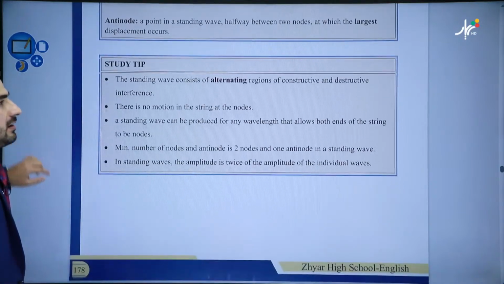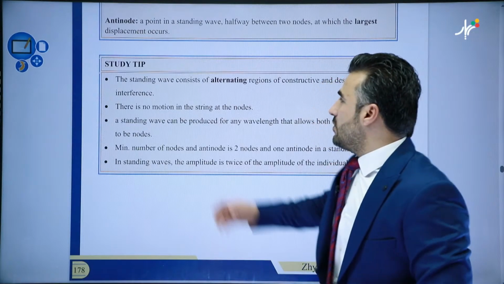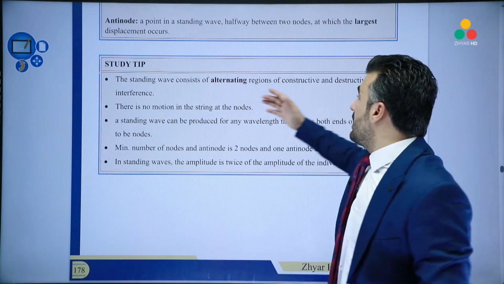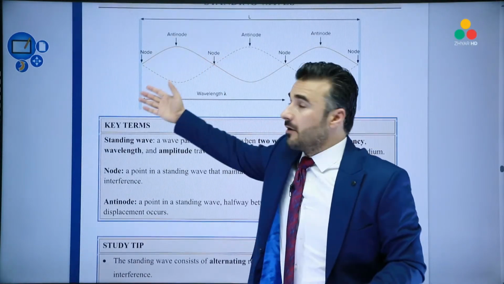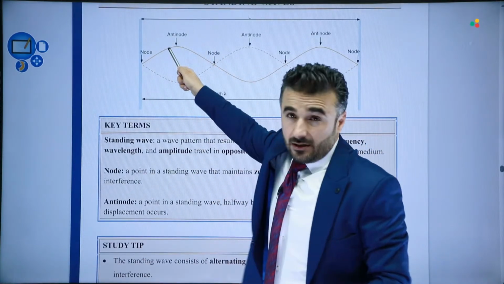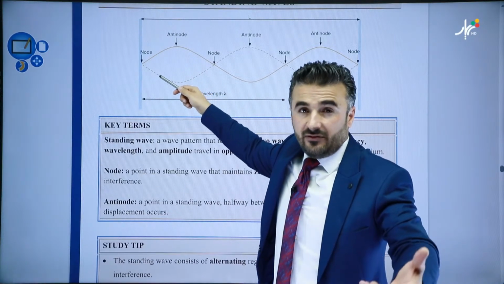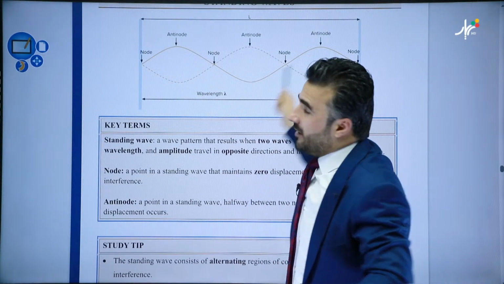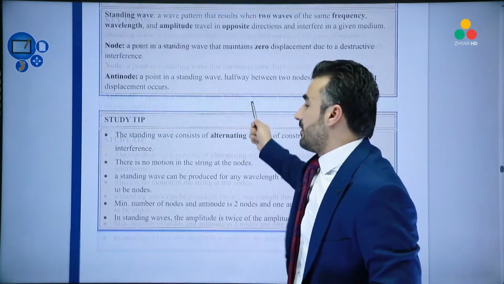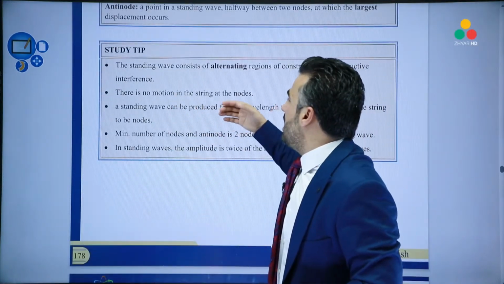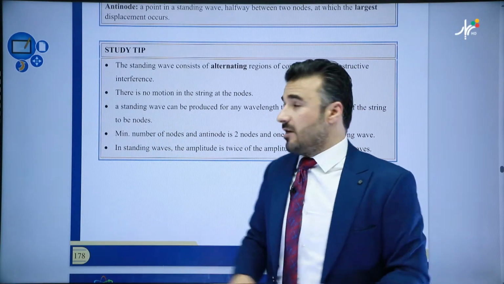Okay, now let's learn a few facts about standing waves. The standing wave consists of alternating regions of what? Of constructive and destructive interference. So in this standing wave, those regions with antinodes are the result of constructive interference, and these points that are called nodes are the result of destructive interference. There is no motion in the string at the nodes. So the displacement is zero, or there is no vibration at all.